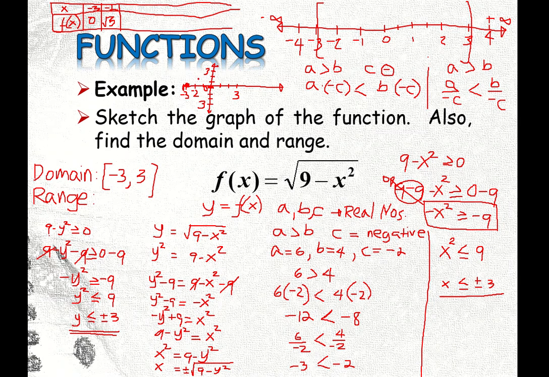So 2 point something, right? So if this is 2, so minus 2, so 2 point something, so somewhere here. Okay. Then when x equal to negative 1, so this is negative 1 squared, 1, so 9 minus 1 is 8, so this would be square root of 8.